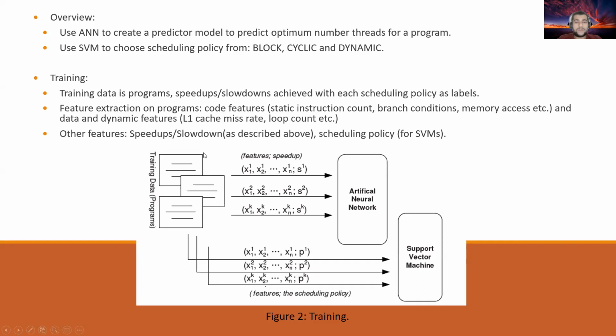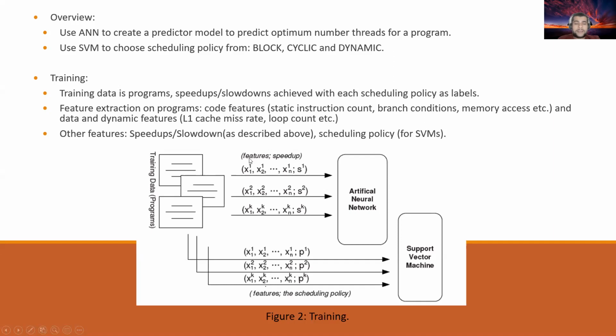And so over here we'll look at the training quickly. The training data consists of programs, and it also consists of the speed ups and slowdowns which are achieved with manually trying to refactor the code. The training data also includes the scheduling policy which is being used. As you can see, this is the training data set.